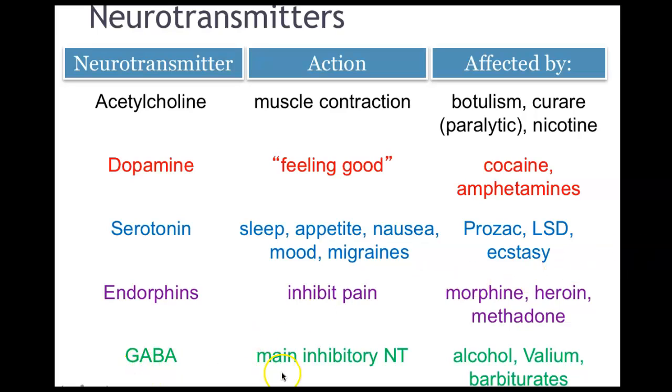GABA is the major inhibitory neurotransmitter, and GABA is released when you drink alcohol, take Valium, barbiturates, Xanax, Klonopin. I mean, there's a whole slew of drugs that cause a release of GABA, but Valium and Xanax are the most common ones that are going to be prescribed for anxiety, because if you inhibit your neurotransmitters like serotonin, norepinephrine, then you inhibit a lot of anxiety. The only problem is a side effect of Valium and Xanax can be depression.